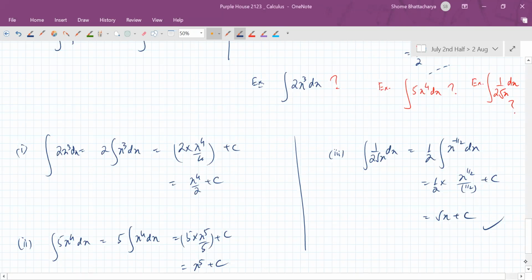Sir, in the third one, it won't be x raised to the power 3 upon 6. No, n's value is minus half now, so it's minus half plus 1. When do we get 3 by 2? Suppose we have root x, then this is x to the power half. So this will become x to the power 3 by 2 divided by 3 by 2, or it's 2 by 3 x to the power 3 by 2 plus c.